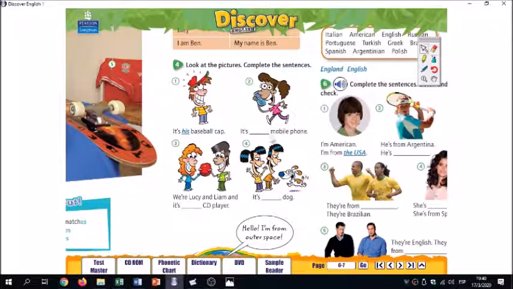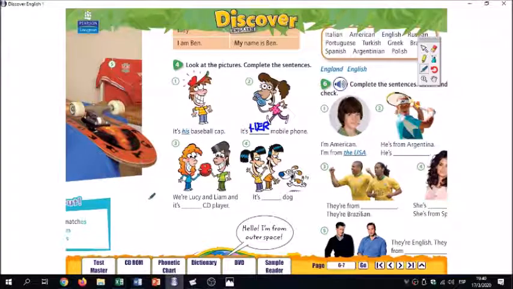So, let's do sentence number 2. We have a girl with a mobile phone. So, it's... ¿Y qué adjetivo posesivo utilizarían acá? Si estamos hablando de una chica. It's... Very good. It's her mobile phone. Very good.